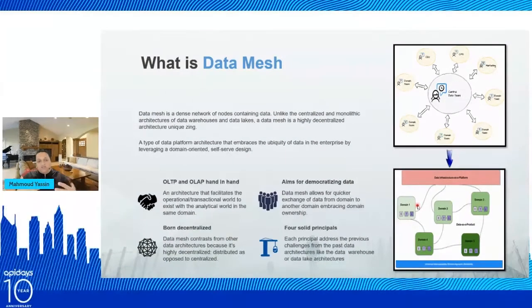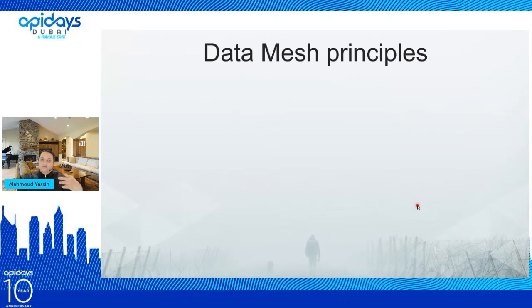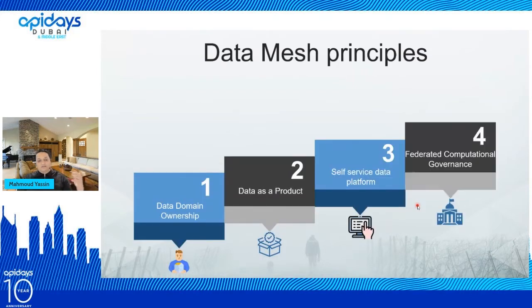And these are some characteristics. It challenges the OLTP and OLAP together, hand in hand, born decentralized and really democratizing the data, because scalability is an issue, especially if you're talking about big organizations. And of course, it has 4 solid principles, which we are going to address in the upcoming slides. The 4 principles are data domain ownership, data as a product, self-service data platform, and federated governance.